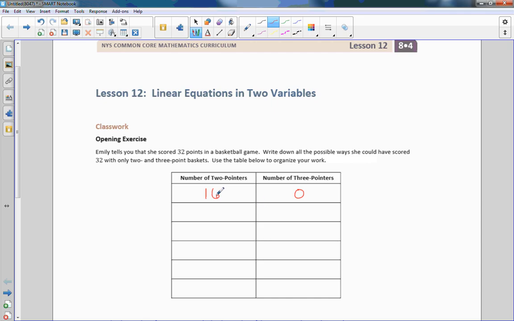So this would be 16 times 2. So this is really like 2x. You get 2 points for x, and you get 3 points for y. So 16 times 2 plus 0, 3 times 0, if you plugged in 0 for y, would be 32.